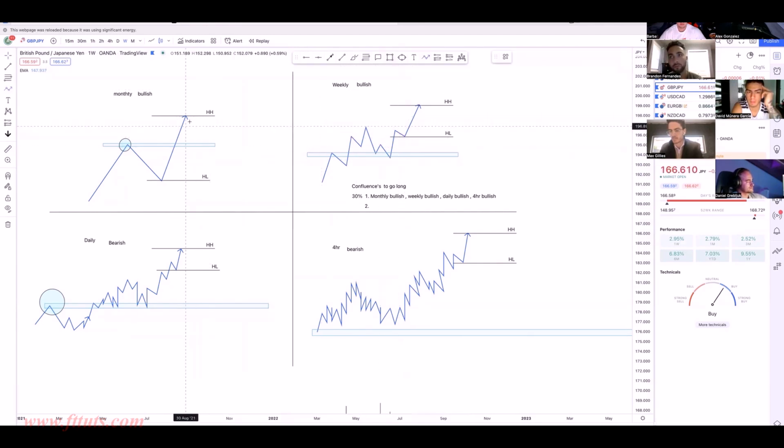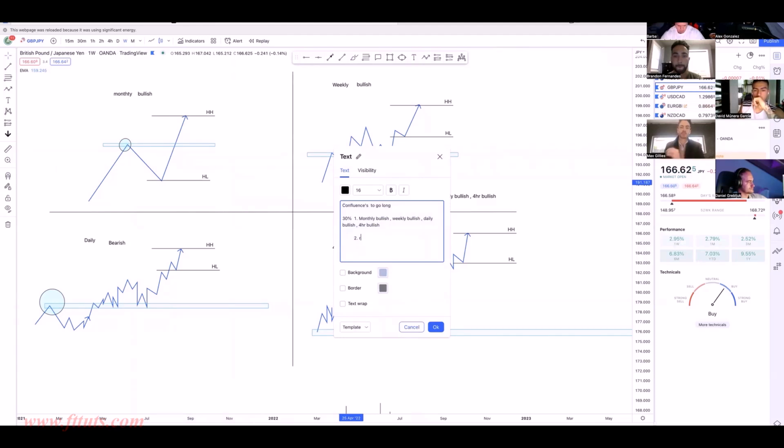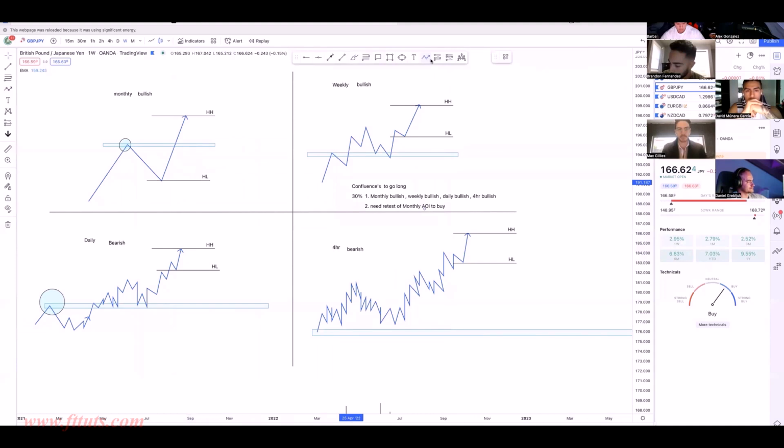So right now that we are at a higher high, we can't buy at a higher high on the monthly. It just can't happen, because a monthly can only keep going so much. The monthly needs to have a retracement. So we need to buy at our area of interest, which is the previous structure point. So for number 2, we would put: need retest of monthly area of interest to buy, right? So until price comes into this point right here and retests this resistance as support, we cannot buy.